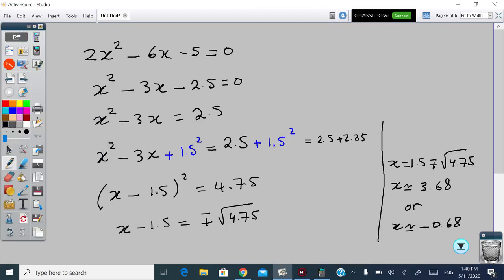And that's it. This concludes the three methods to solve quadratic equations: factorization, the quadratic formula, and completing the square.